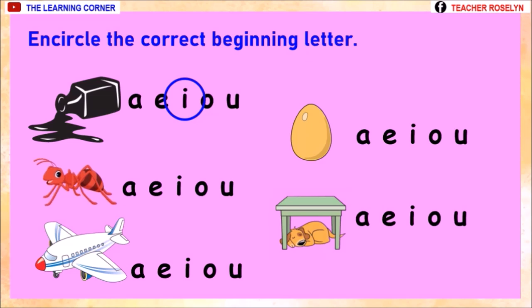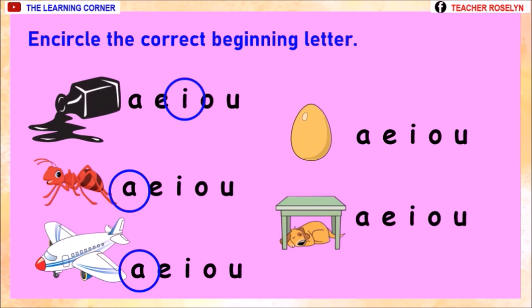What is this? This is ant. Ant. What is the beginning letter of ant? Letter A. This is an airplane. Again, airplane. What is the beginning letter of airplane? Letter A.